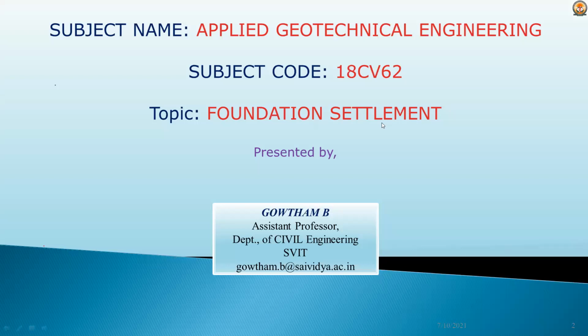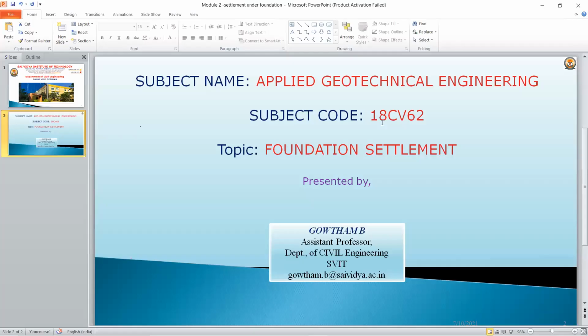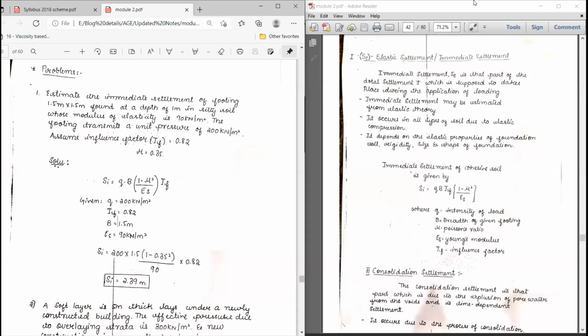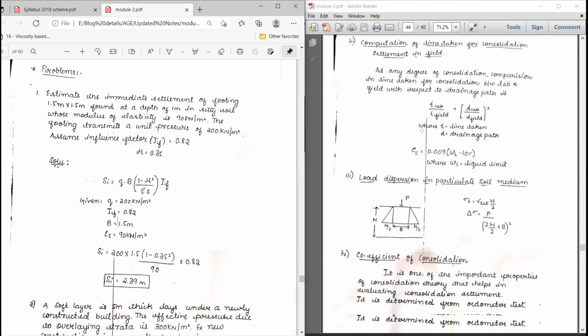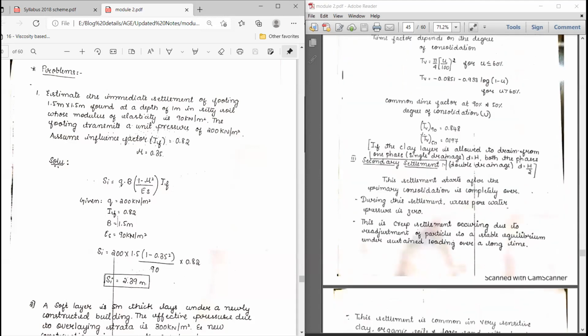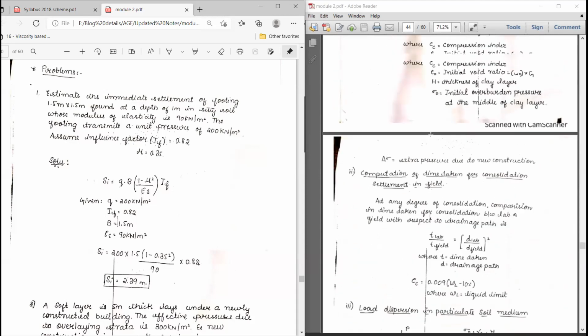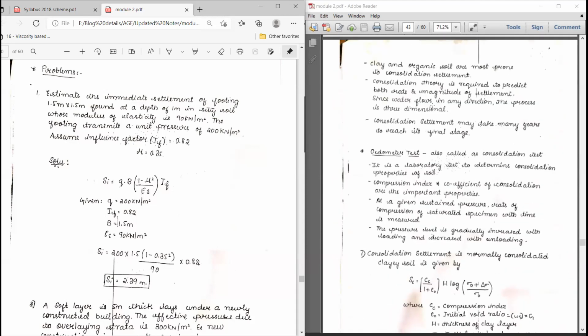So in today's class, I am going to explain how to calculate foundation settlement. When it is a foundation settlement, generally settlement happens in three stages or three types of settlement. The first one is called immediate settlement, the second one is called consolidation settlement, and finally the last one is called secondary settlement.